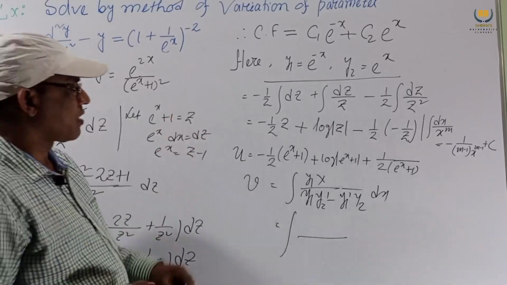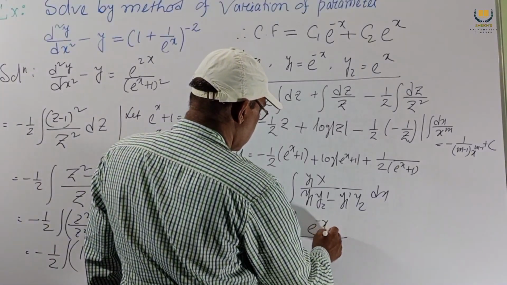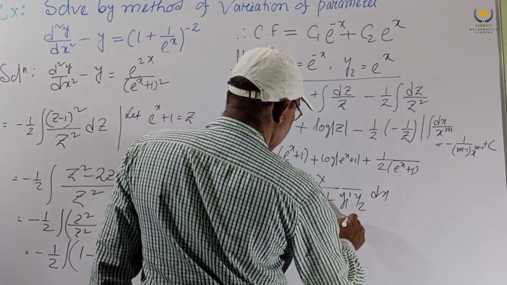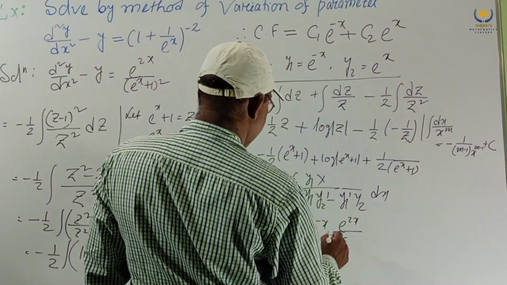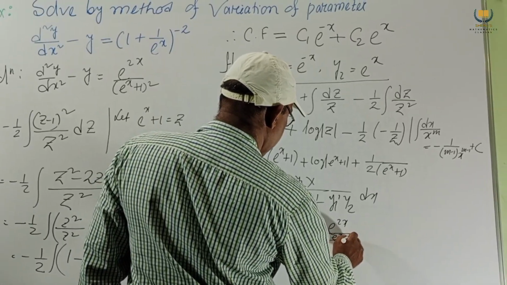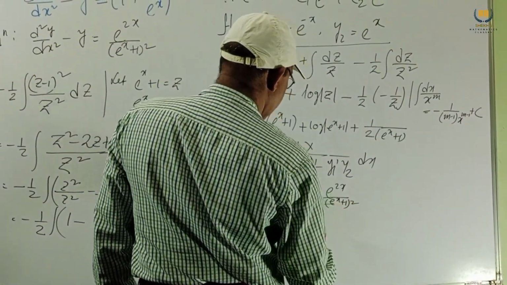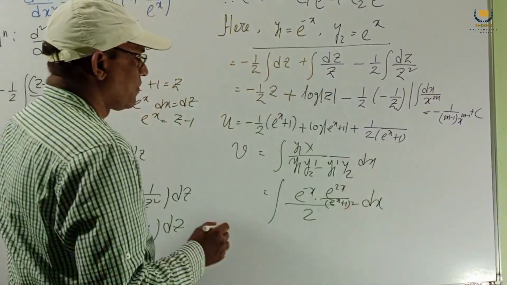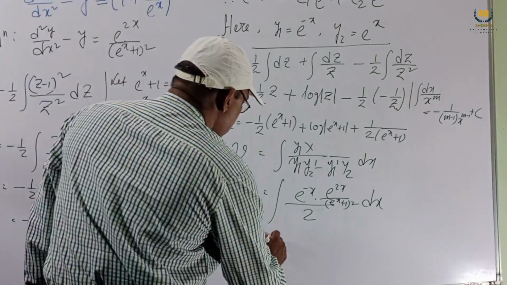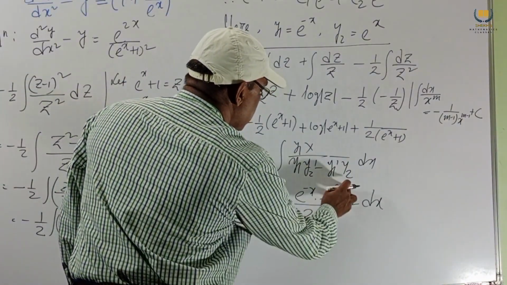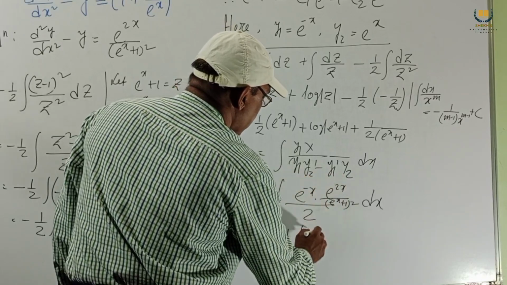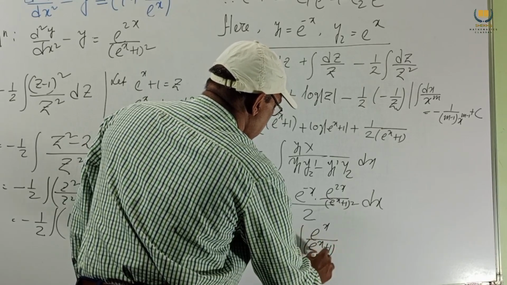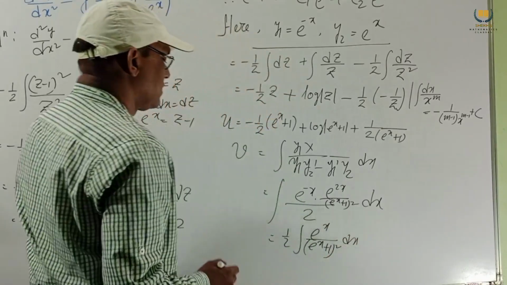y1 means e to the power minus x, and y2 means e to the power x. We get e to the power 2x by (e to the power x plus 1) whole square, and this is 2, dx, and this will be 1 by 2, this minus this, if we multiply, then e to the power x by (e to the power x plus 1) whole square dx.